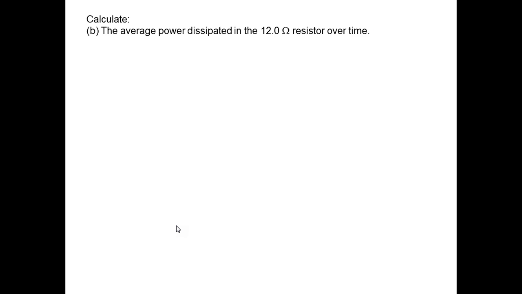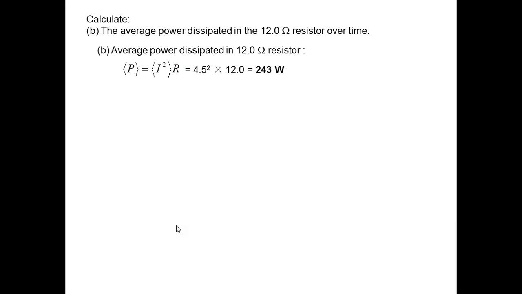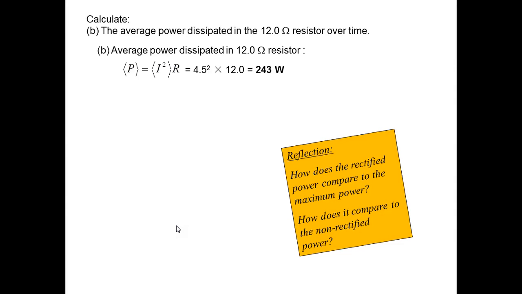Next, we are asked to find the average power dissipated in the 12 ohm resistor over time. Well, average power is simply root mean square current squared times R, which just means it becomes the mean square current multiplied by R. Put in the values, we get 243 watts. So easy peasy, right? It's a simple step to do. However, I want to go one step further.